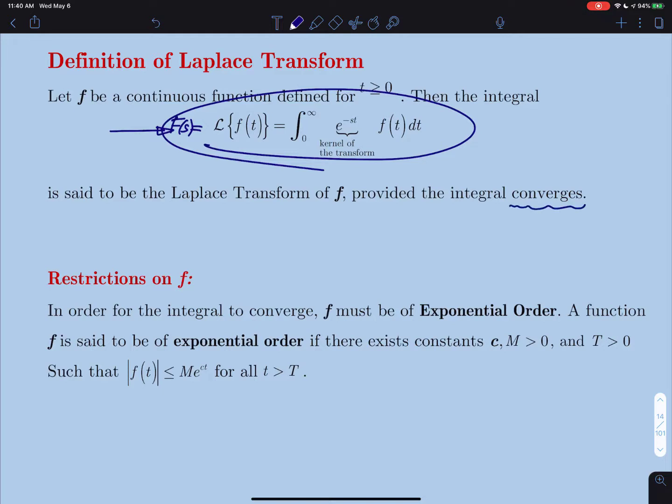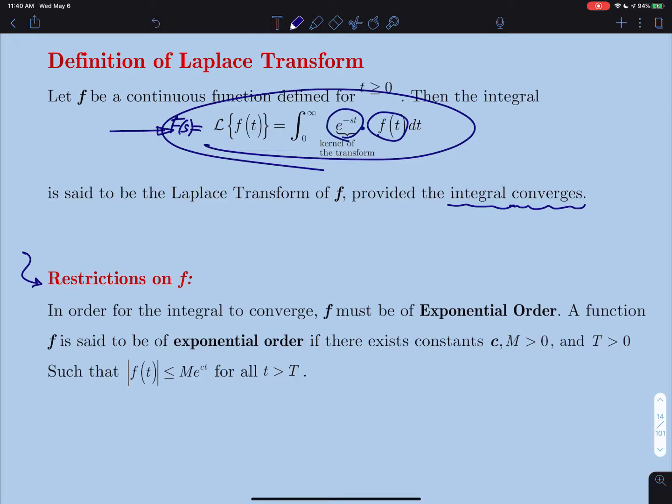Now, we're not going to focus a lot on convergence issues in this chapter for the Laplace transform, but suffice to say that there are some restrictions on functions of which you can find a Laplace transform, and the restriction is known as exponential order. Basically, you're finding the integral of a function multiplied by an exponential, a negative exponential.